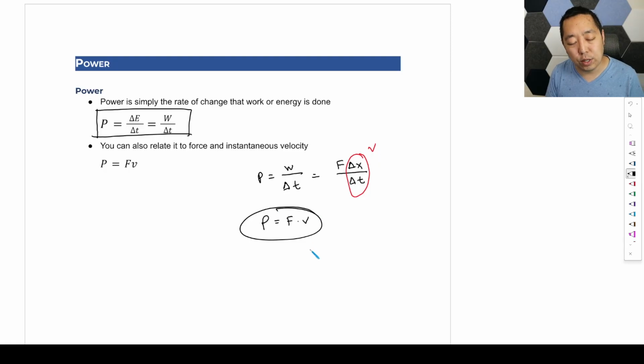Now, I don't know if this equation is normally given on the equation sheet, but it's something to understand and it's sometimes useful. This could be the instantaneous power because the force and the velocity may vary over time. If either of these are not constant, then you just think of this as the instantaneous power at a particular moment in time. Whatever force is acting on it times the velocity, how fast it's moving, is how much power is being delivered by that force.